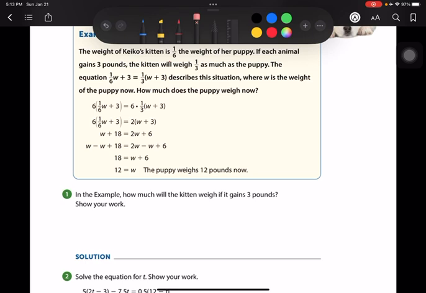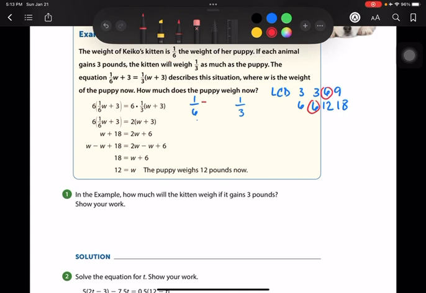The first thing they did was get rid of the fractions. The two fractions you see are 1/6 and 1/3. So the common denominator, the LCD, least common denominator of 3 and 6: 3 times 1 is 3, 3 times 2 is 6, 3 times 3 is 9, 6 times 1 is 6, 6 times 2 is 12, 6 times 3 is 18. The smallest number they have in common is 6.